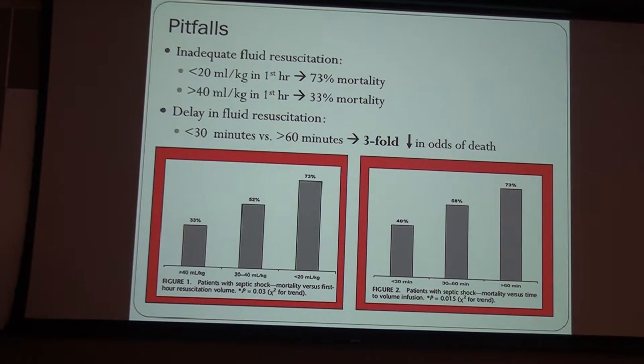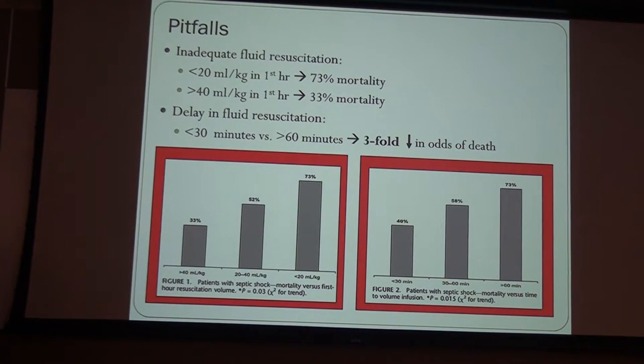And then delayed fluid resuscitation. So you can see here that those who got their fluids, I'm not actually sure how much fluids this was. It's 40 per kilo. Did not get fluids within 60 minutes had 73% mortality, and 40% mortality if they got their fluids within 30 minutes. So this is some data that supports even getting fluids in before 15 minutes is better than getting fluids in before an hour.